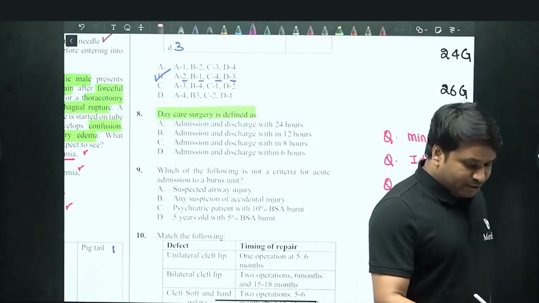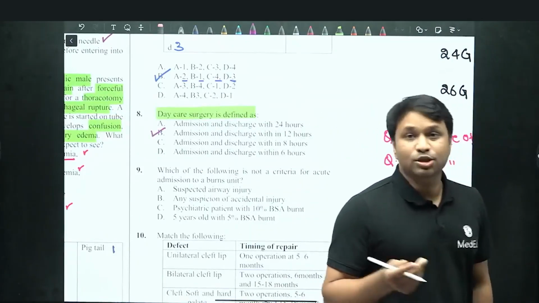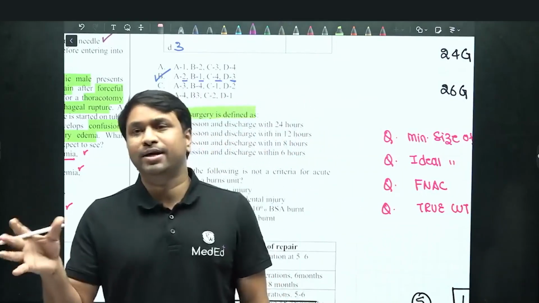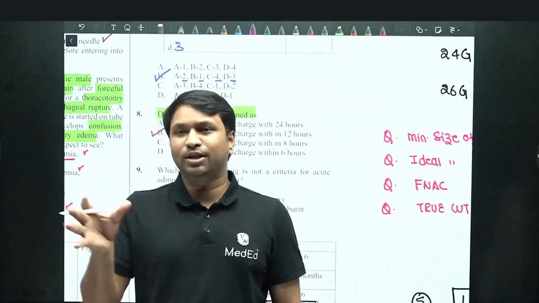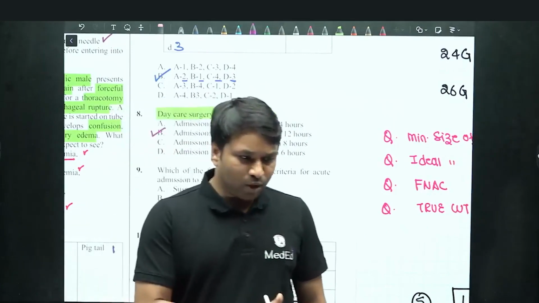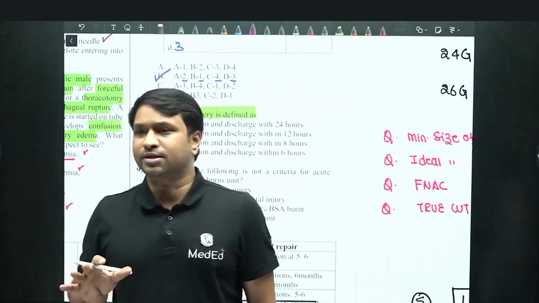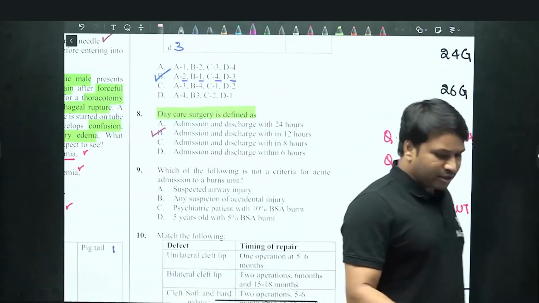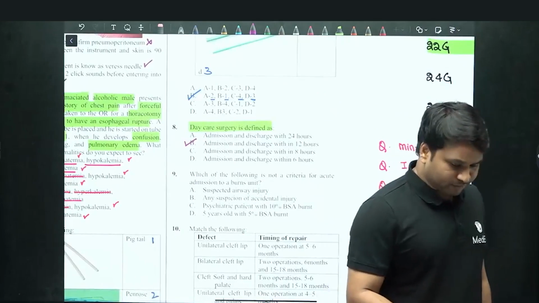Remember, it is admission and discharge within 12 hours. 24 hours is called a day surgery, a one day surgery. A day care is within 12 hours. You operate in morning 6, you discharge the patient by evening 6. That is called daycare surgery, right? So daycare surgery is going to be with the admission and discharge within 12 hours. As simple as that, right?